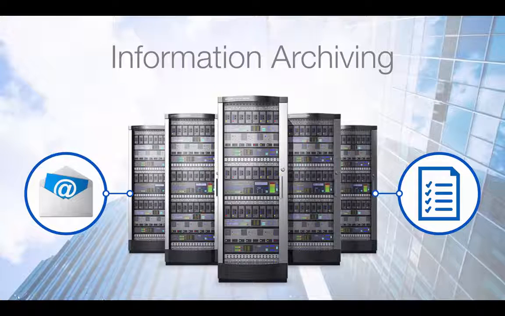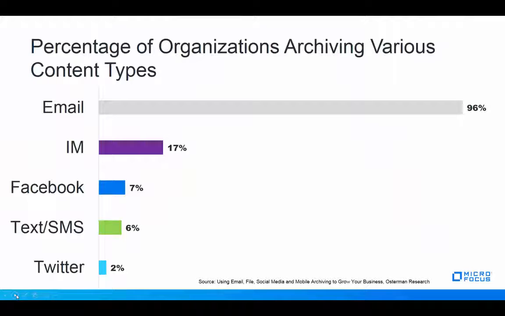And what's interesting, just a note here, is that this was a recent survey done by Osterman Research, and they found that most organizations understand and are archiving email, but they are not archiving instant messaging, Facebook, Twitter, or text messaging. And so there is a gap between what needs to be archived and what people are actually archiving. And that's where Retain and what we're going to talk about today can really help you bridge that gap between what needs to be archived and what you're currently archiving.